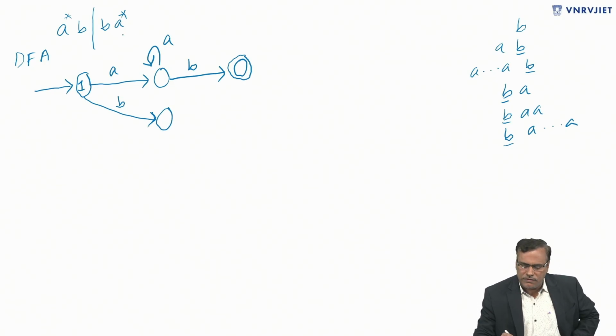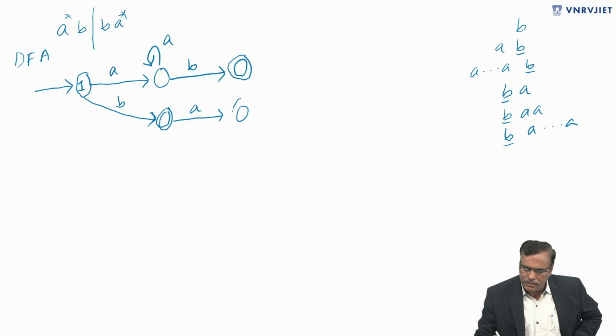We have the strings of the form B followed by any number of A's. So this is a final state. B followed by any number of A's. You may have say a single A or any number of A's. This is a final state.